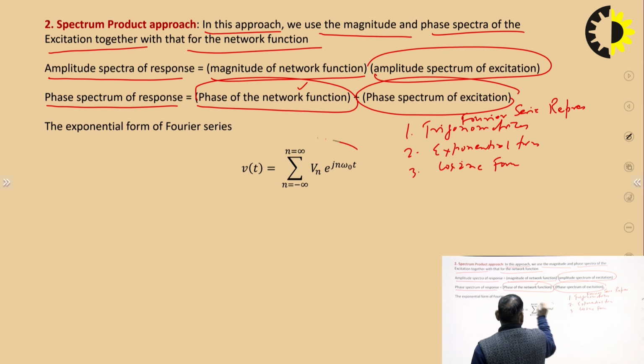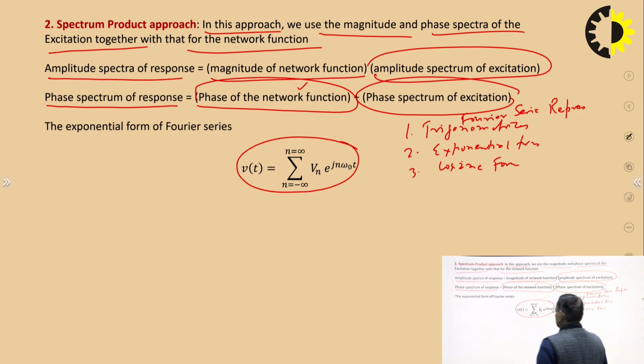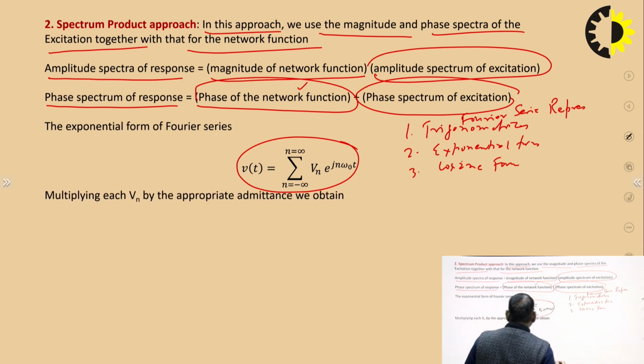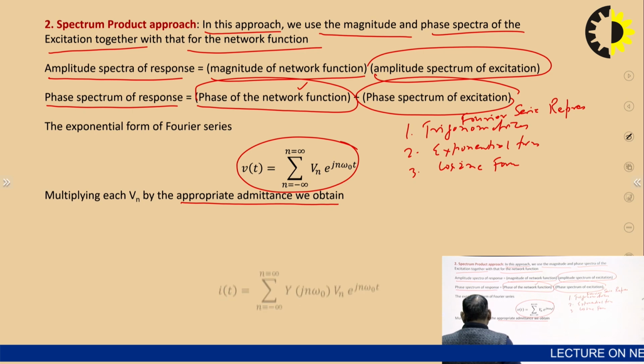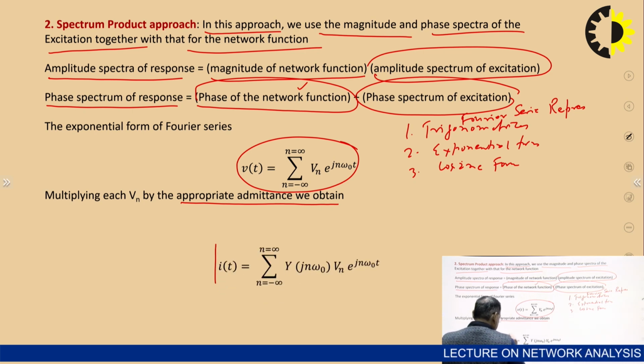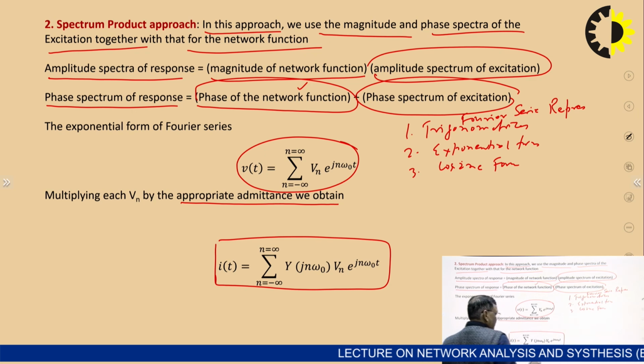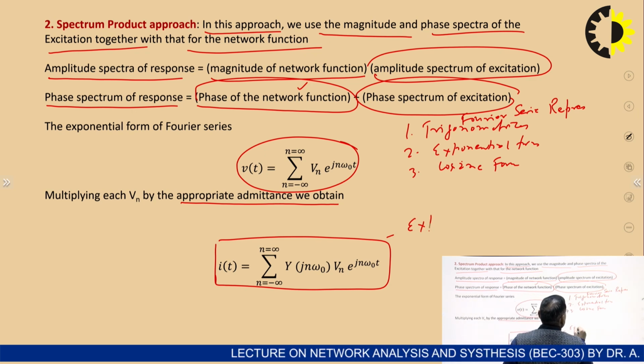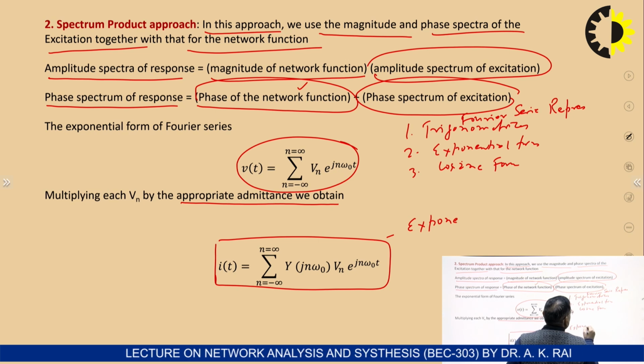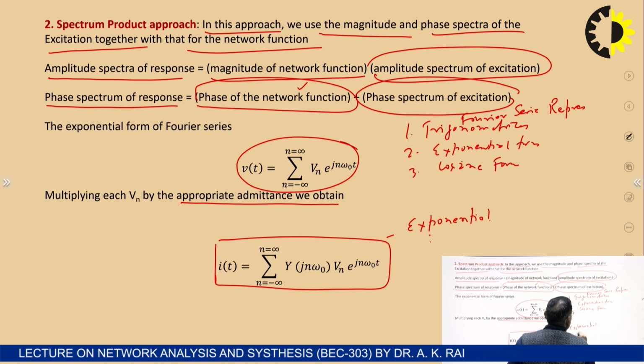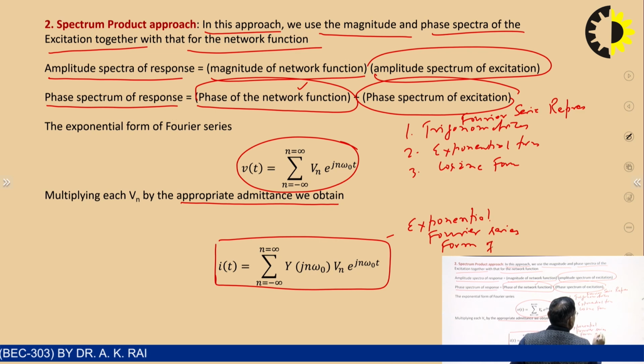This is the exponential form of the excitation, and multiplying each Vn by the appropriate admittance, we get this current. This is the exponential Fourier series form of the response.